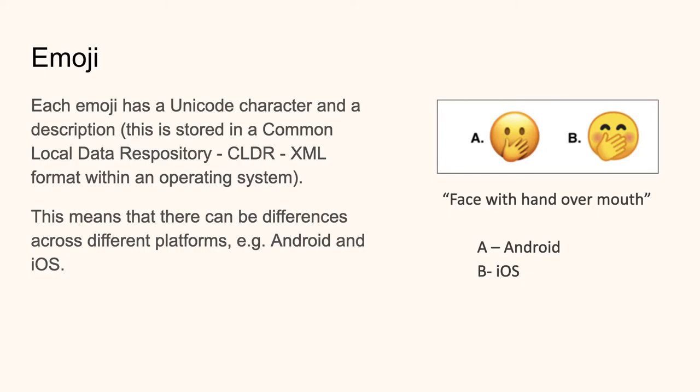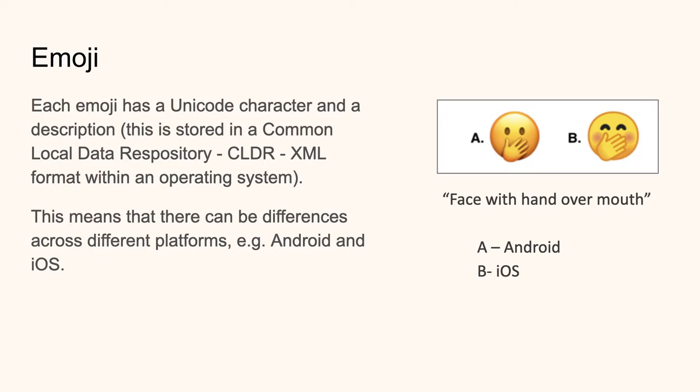So how does it work? Each emoji has a Unicode character and description that's stored in a common locale data repository, which is an XML format within your operating system. But this means that there are differences across different platforms. So the representation that is given for different platforms is different.